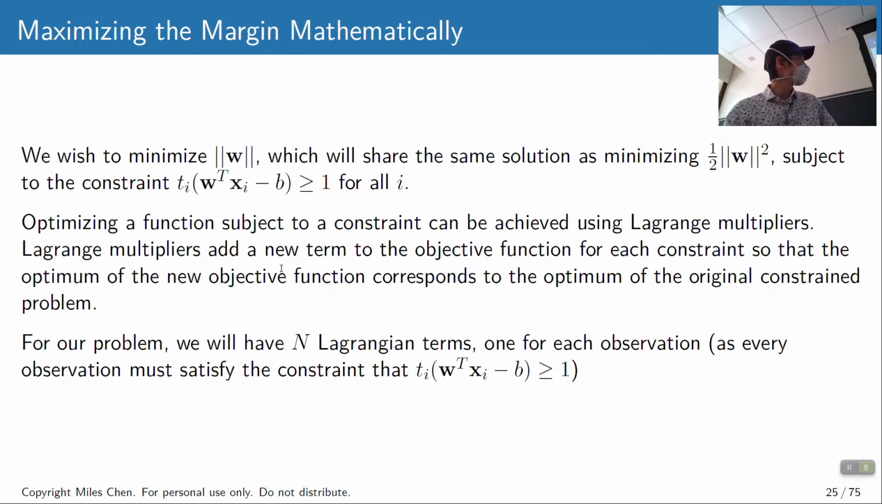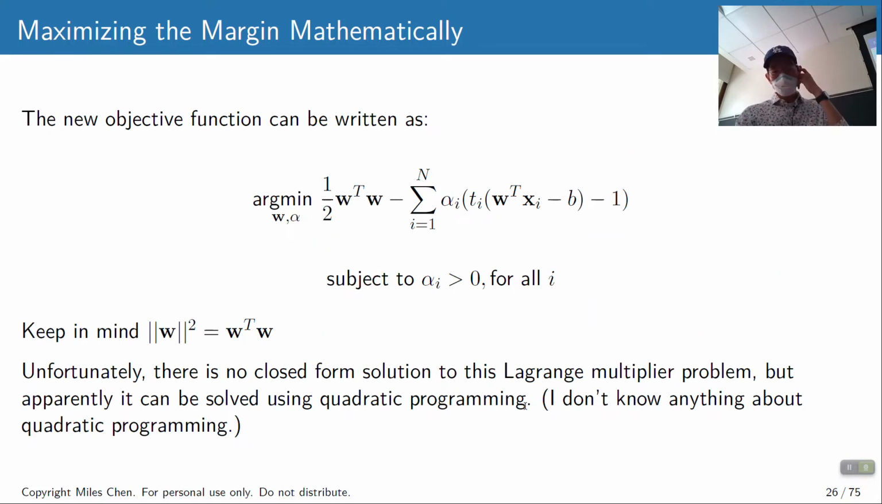Okay, so anyway, with Lagrange multipliers, we add a new term to the objective function for each constraint so that the optimum of the new objective function corresponds to the optimum of the original constrained problem. We have the one constraint, and we're going to add this in there, right? But we have n of these because we've got one for every single observation, because every observation has to satisfy this constraint. So this ends up being kind of a big mess.